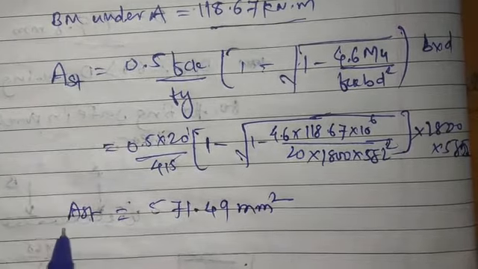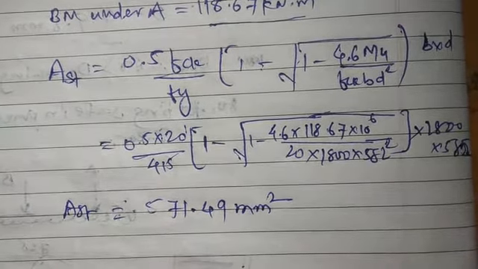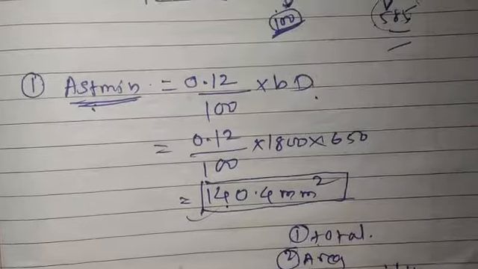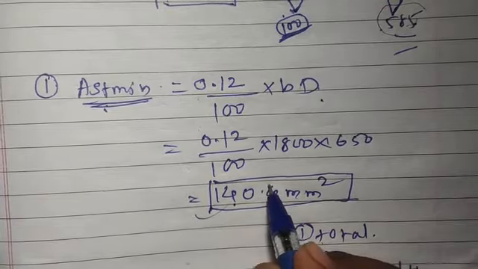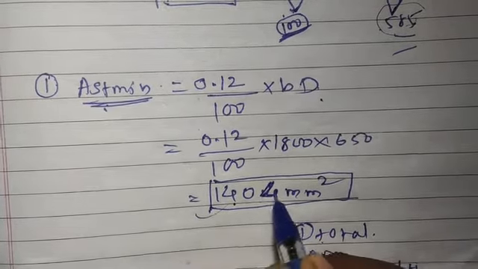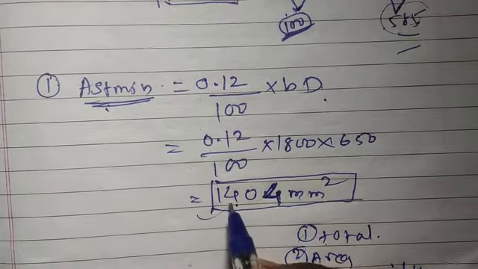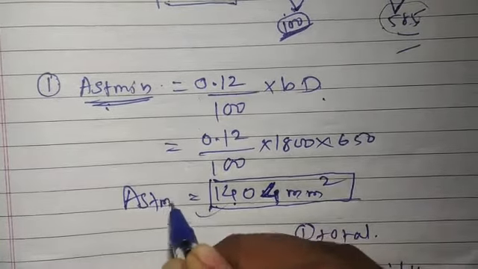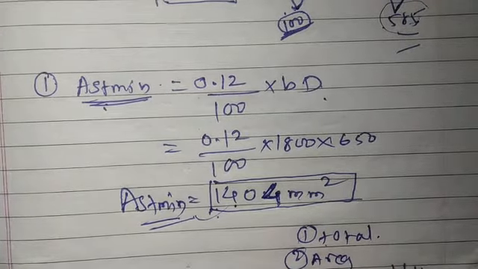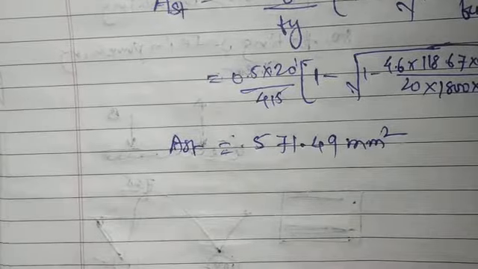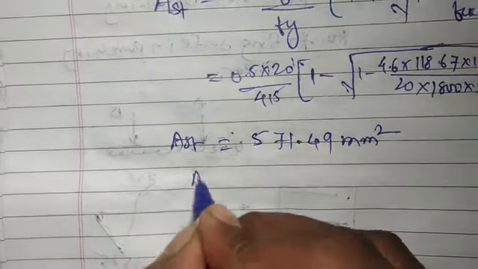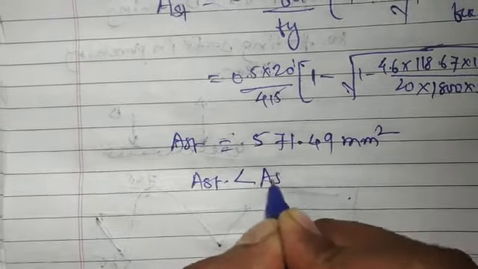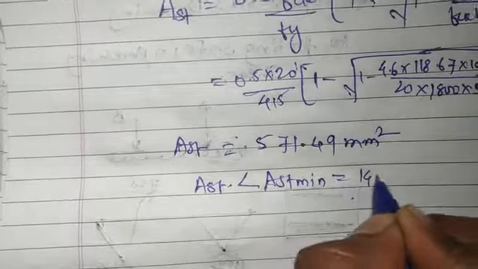Now let's see what is the value of AST. This is the area of steel under A by calculation. Okay, now let's see what is the value of minimum area of steel required under any section. The minimum area of steel calculated by us was 1404. It is not 140 point something, it is 1404 mm square. So minimum area of steel at any section is this. So let's see what value we have got. This is the value of area of steel obtained. AST is less than AST minimum, which is equal to 1404 mm square.